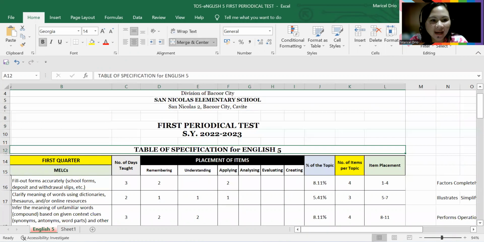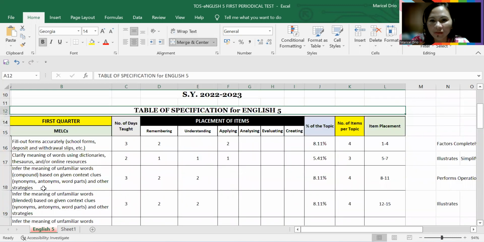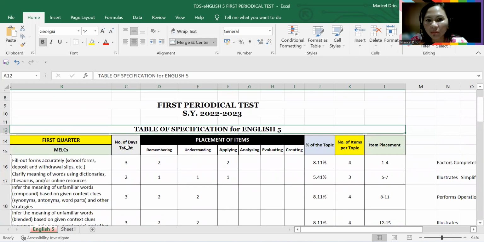making a TOS, you should have first the objectives that you had tackled for the whole quarter. So in our lesson, we get the objectives from our MELCs. So I have here the list of MELCs for the first quarter. And then we have the number of days taught. So you have to put here the number of days that you tackled the specific objective. Then we have here the placement of items.